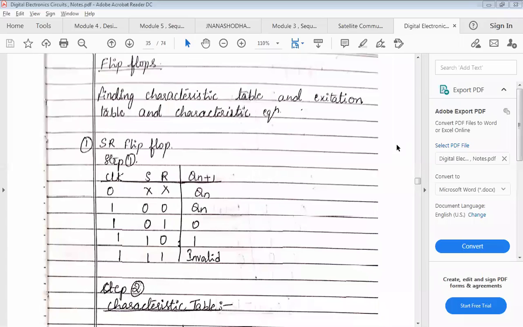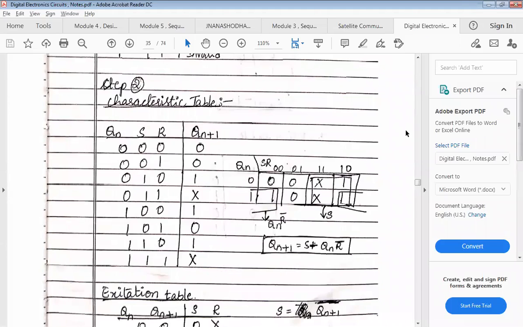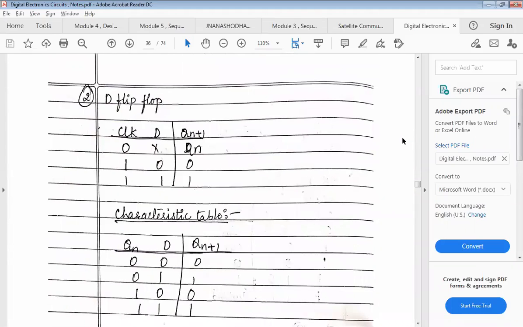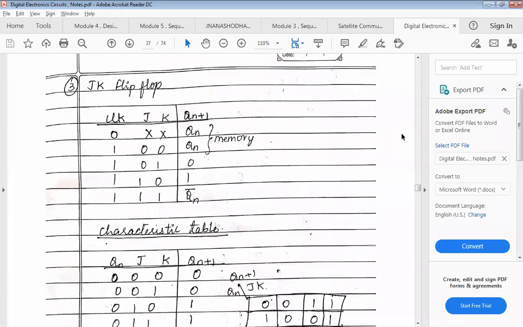So today we will look into flip-flops, and basically there are about 4 flip-flops. The first is the SR flip-flop, which is also called set reset flip-flop. Then the second one is the D flip-flop. Sometimes it's referred to as data flip-flop, sometimes as delay flip-flop. The third one is the JK flip-flop.